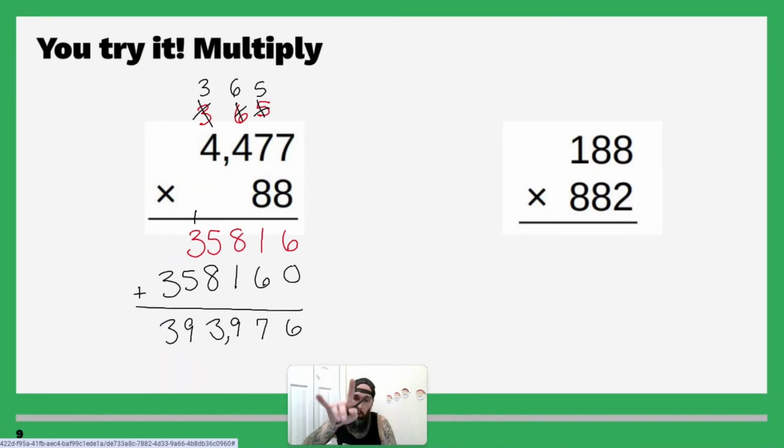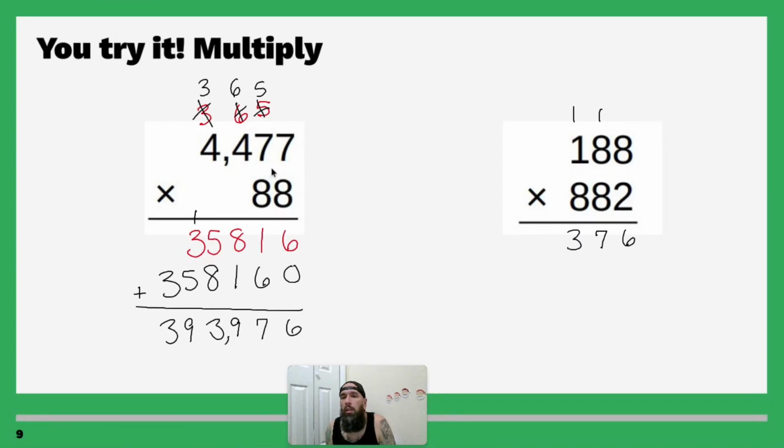One more. You did it already, though, so all you have to do is just make sure you got it right. Okay. 8 times 2 is 16. Carry the 1. 8 times 2 is 16. Plus 1 is 17. Carry the 1. 2 times 1 is 2. Plus 1 is 3. 376. Drop down the 0.